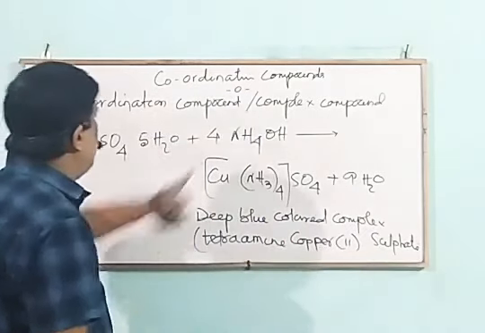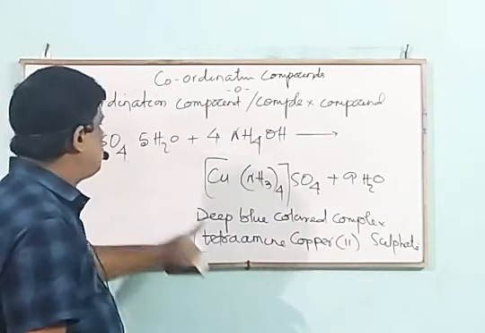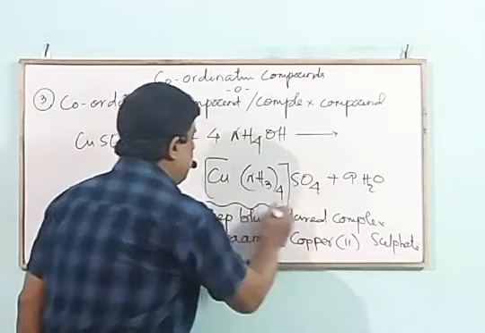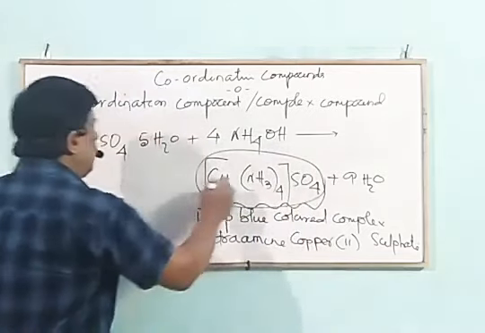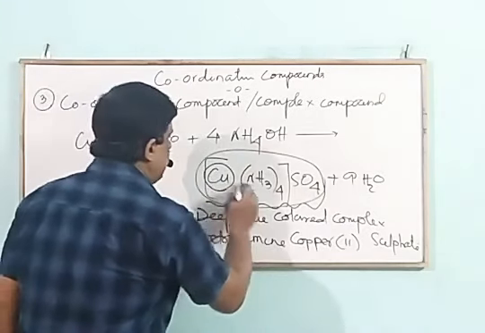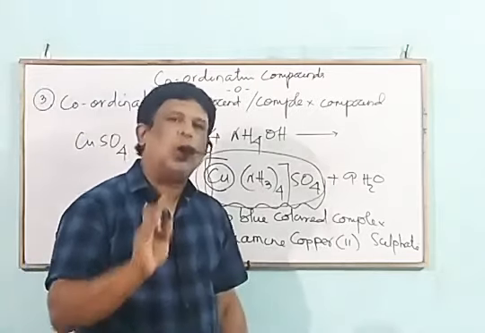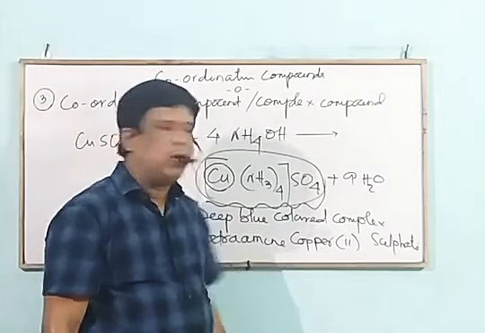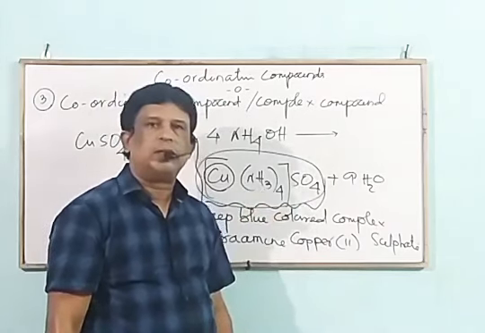I repeat again. When excess of ammonium hydroxide is added to copper sulfate solution, a deep blue color complex is formed. This is known as complex compound. Here, this copper is known as the central metal atom, which is attached to either neutral molecules or ions by a dative bond or coordinate covalent bond.